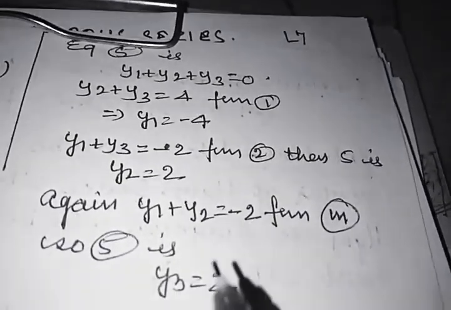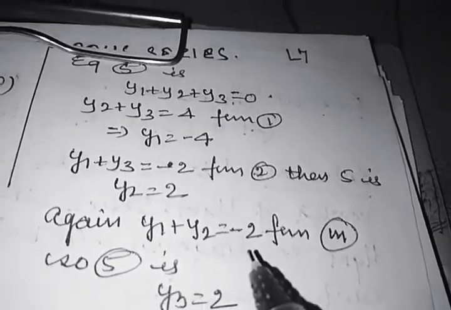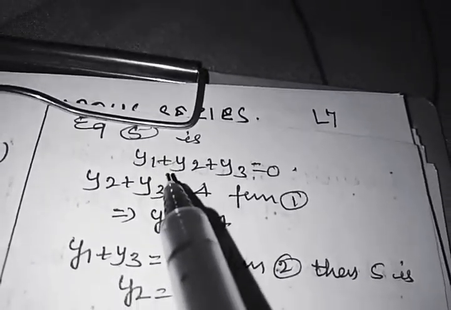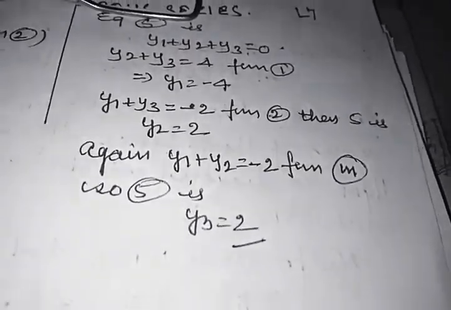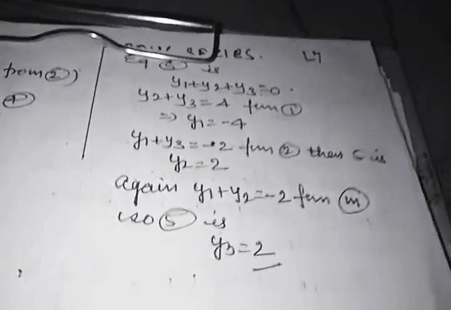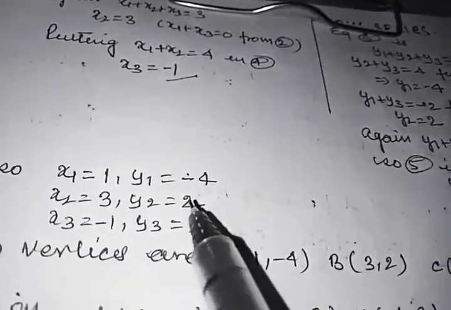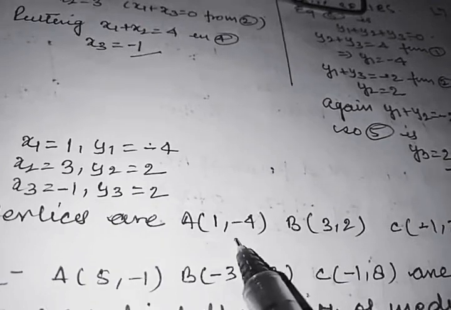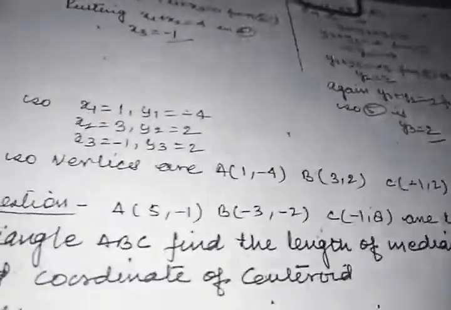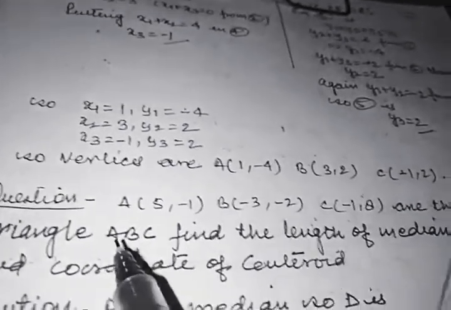Again y1 plus y2 is equal to minus 2. So y3 will be equal to 2. So we have taken out all x1, x2, x3, y1, y2, y3. So these are the values. So what will be this, this and this. Okay. Do it.